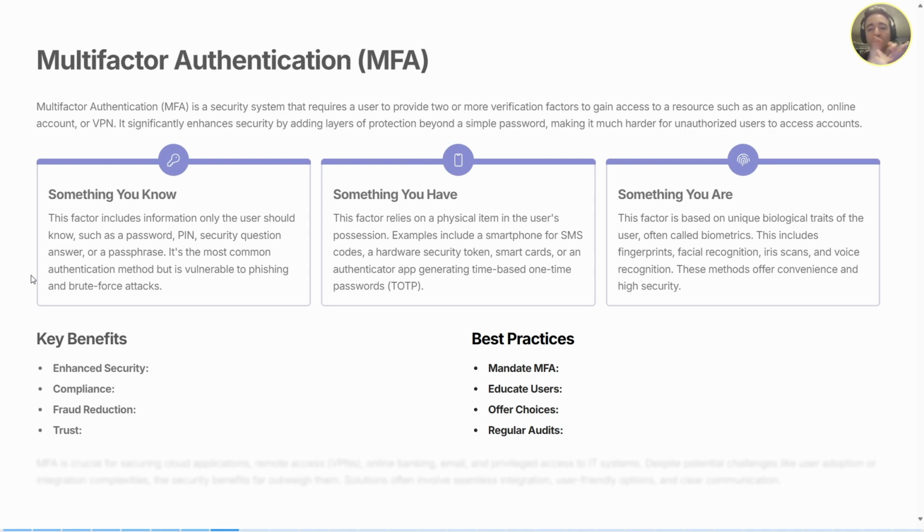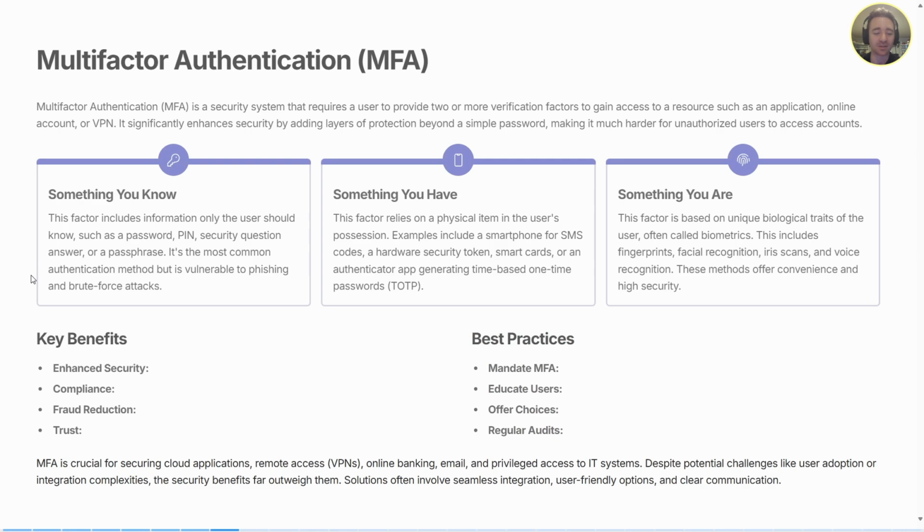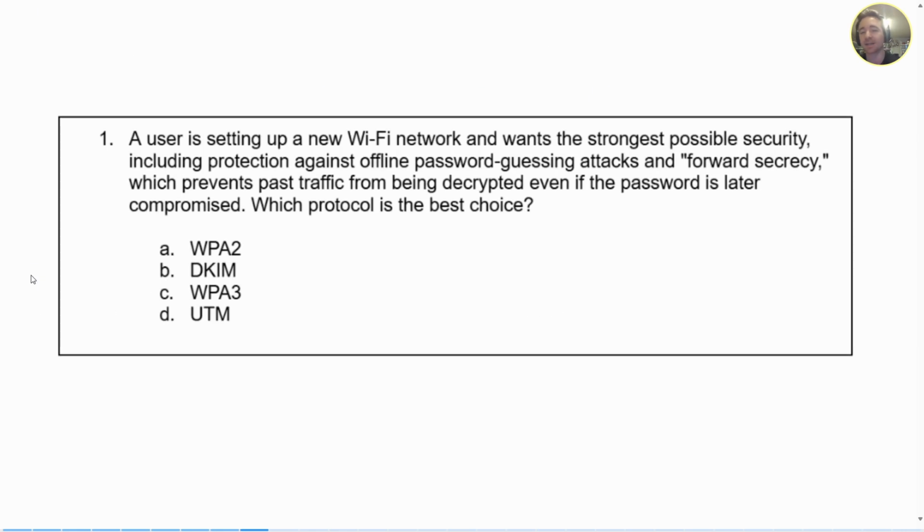Something you know is a password, a PIN, a username. Something you have is something that you keep on you, such as a smart card. Maybe you get a text message because you have to have your phone to receive that text message. Maybe you have a hardware security token, right? And then something you are is your fingerprint, your retina, your facial structure, etc. All right, so multi-factor authentication improves security because it's more likely that you are who you say you are, and it's good to have. All right, so with that being said, let's get into some practice questions.